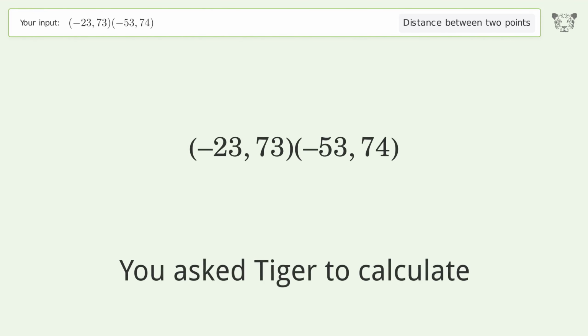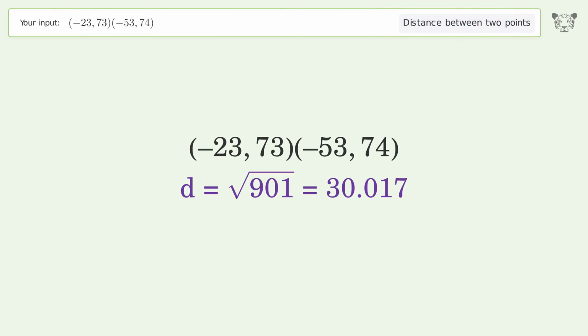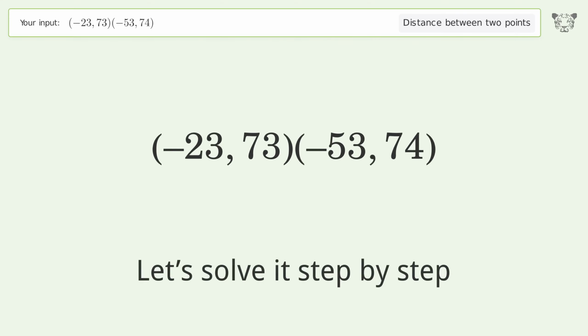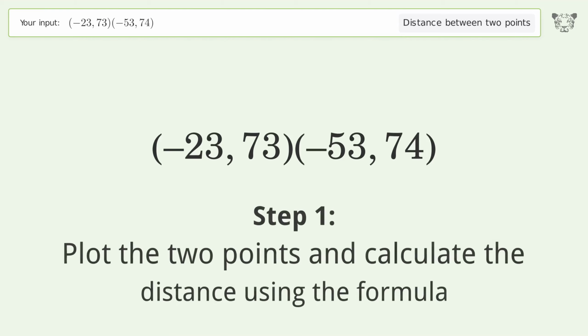You ask Tiger to calculate. This deals with the distance between 2 points. The distance between the 2 points is the square root of 901, or 30.017. Let's solve it step by step. Plot the 2 points and calculate the distance using the formula.